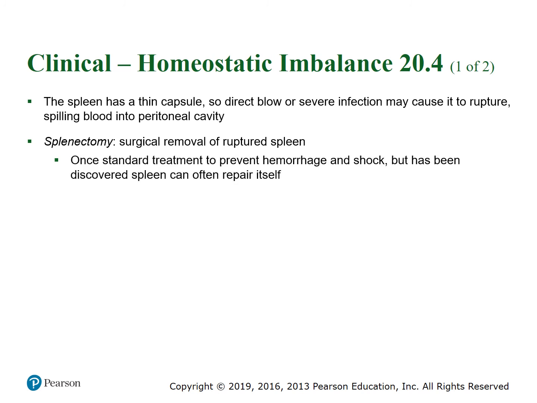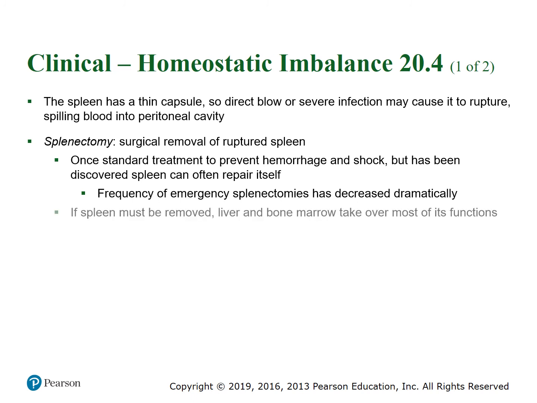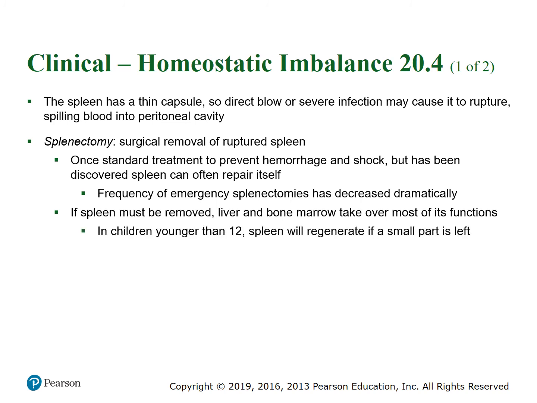Okay, so this used to be the treatment to prevent hemorrhage and shock, a standard, and it still is a standard, I think, for severe damage, but for lesser damage, the spleen can often repair itself. The frequency of emergency splenectomies has decreased dramatically, and the main reason, I think, is because of airbags in cars. Now, if the spleen has to be removed, then the liver and bone marrow can take over most of its functions. In children younger than 12, the spleen will regenerate if just a small part of it is left. So with kids, they can have some regeneration of their spleen.